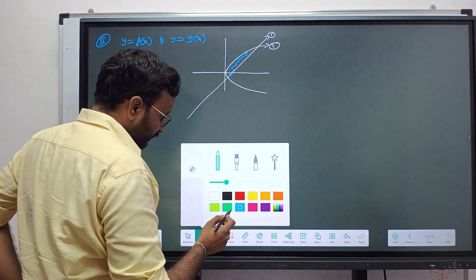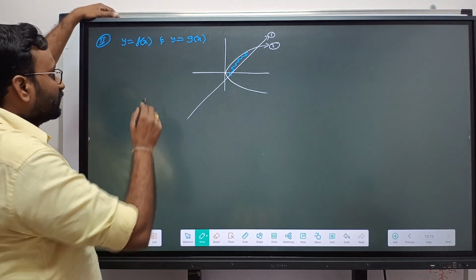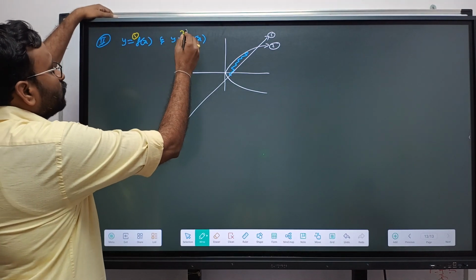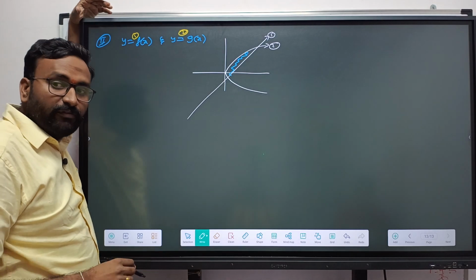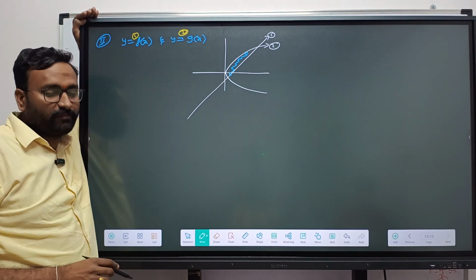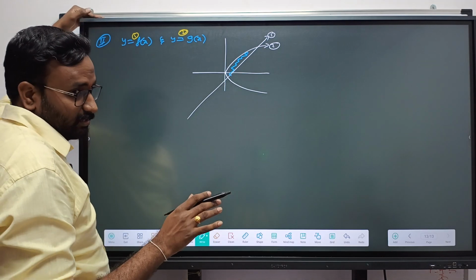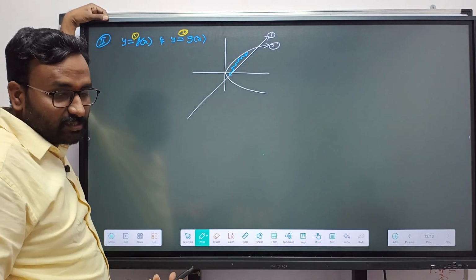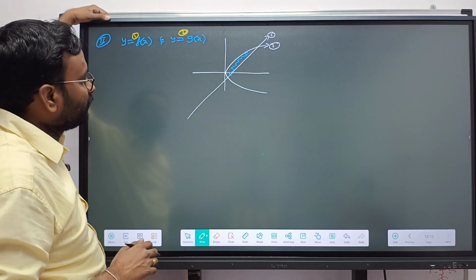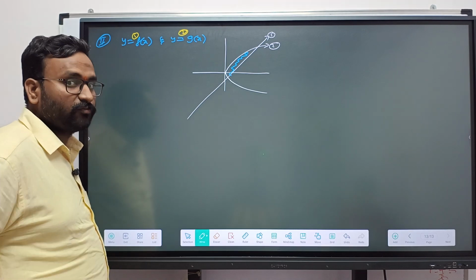How can we find this area? One curve is f of x, one is g of x. With the diagram it is easy to find the area. Without the diagram also we can find it and we will get the correct answer, but with the diagram we will get exactly the right answer. I will explain how to solve without and with the diagram. But in the question the diagram will not be given. We have to form the diagram.